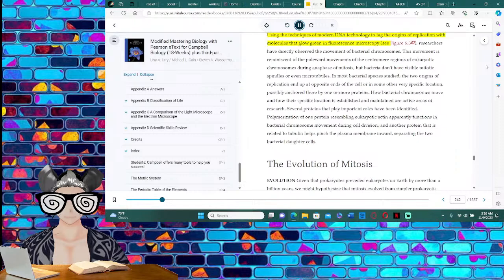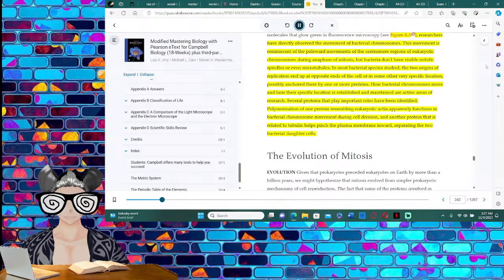Using the techniques of modern DNA technology to tag the origins of replication with molecules that glow green in fluorescence microscopy, see Figure 6.3, researchers have directly observed the movement of bacterial chromosomes. This movement is reminiscent of the poleward movements of the centromere regions of eukaryotic chromosomes during anaphase of mitosis, but bacteria don't have visible mitotic spindles or even microtubules. In most bacterial species studied, the two origins of replication end up at opposite ends of the cell or in some other very specific location, possibly anchored there by one or more proteins.